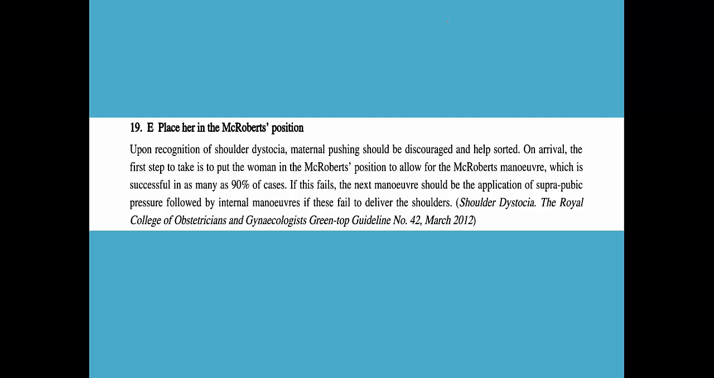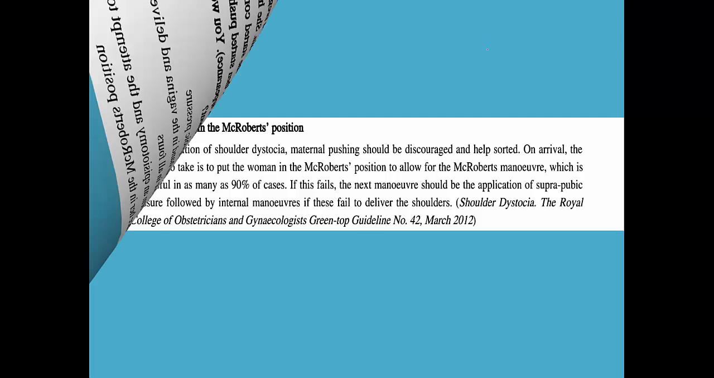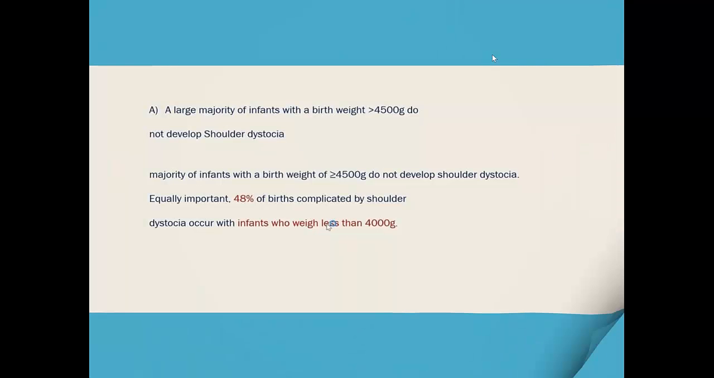Sorry, Dr. Fatih, can I see the answer of question number 18? What was the answer? The answer is A. A large majority of infants with a birth weight more than 4.5 kilograms do not develop shoulder dystocia, because about 48% of shoulder dystocia can occur in infants of normal weight, less than 4 kilograms. So not all cases of fetal weight more than 4.5 kilograms develop shoulder dystocia. Yes, exactly. Thank you.